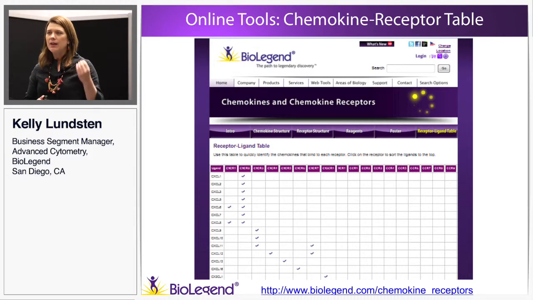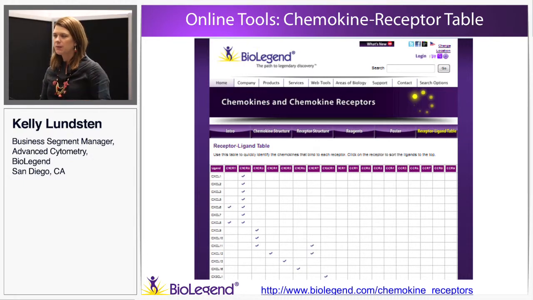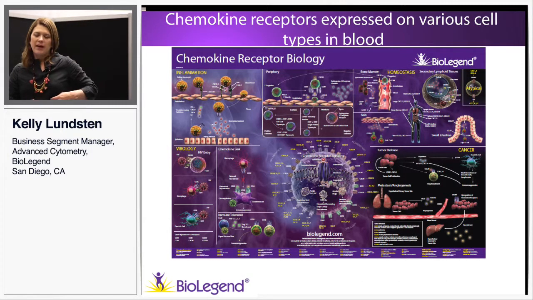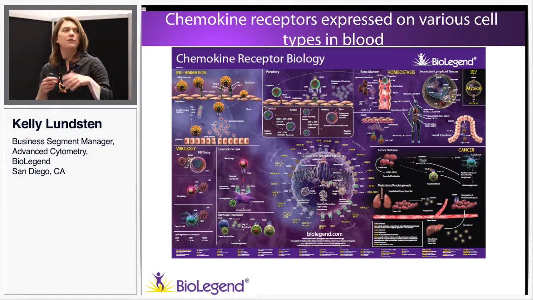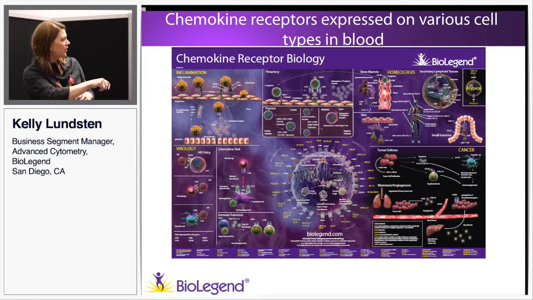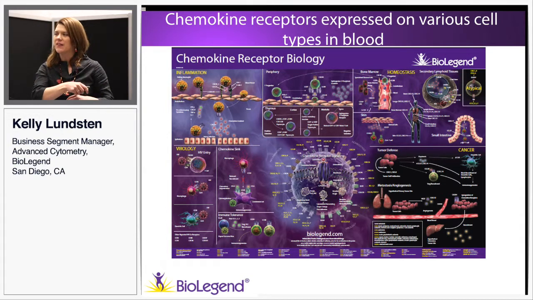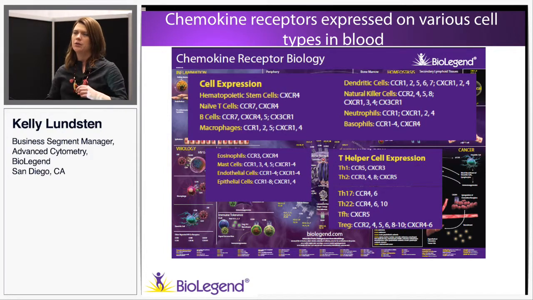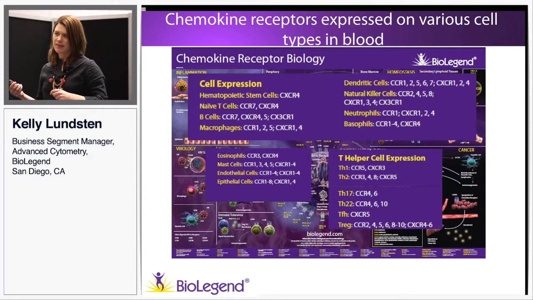So basically, I know that I have three positive hits, like CD183. It helps me find whatever the chemokine is for that particular receptor. It's a really nice tool. And also, we have a new poster that's specifically about chemokine receptor biology. And from that, what you're not seeing down here, these are all specific cell types like Tregs and B cells or activated, whatever. And it gives you what chemokine receptors you should expect to be expressed.